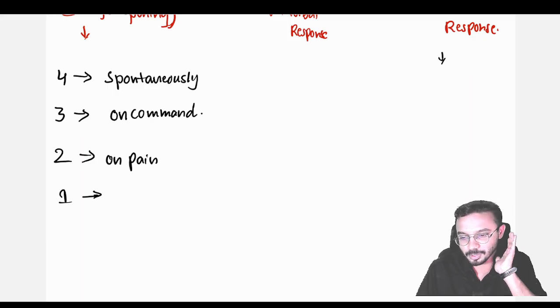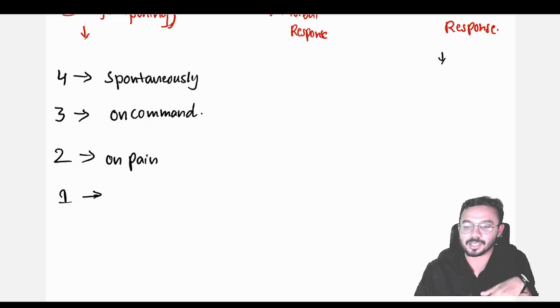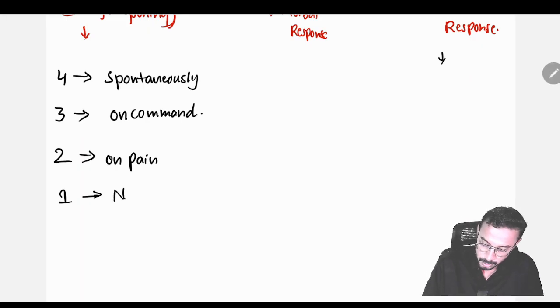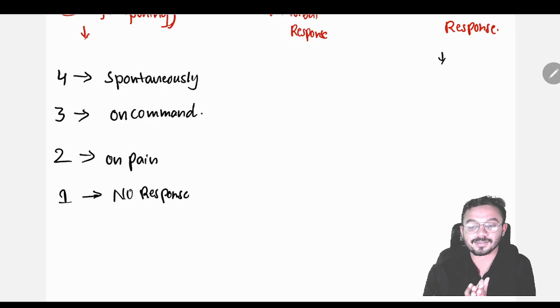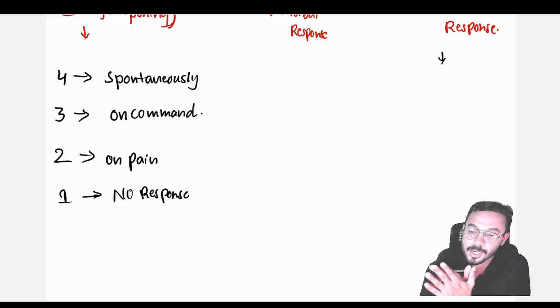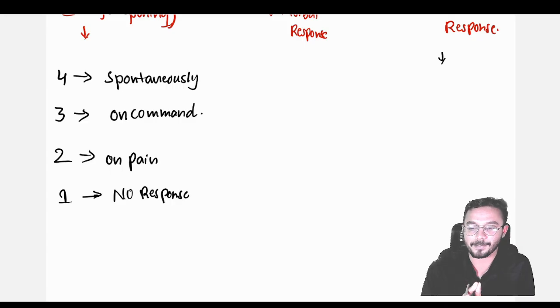And if the patient does not open the eyes at all, even if you give pain, that is score 1, no response. I repeat all the scores: 4, 3, 2, 1. Eyes open spontaneously, eyes open on command, eyes open on pain, and there is no response at all, that is score 1.